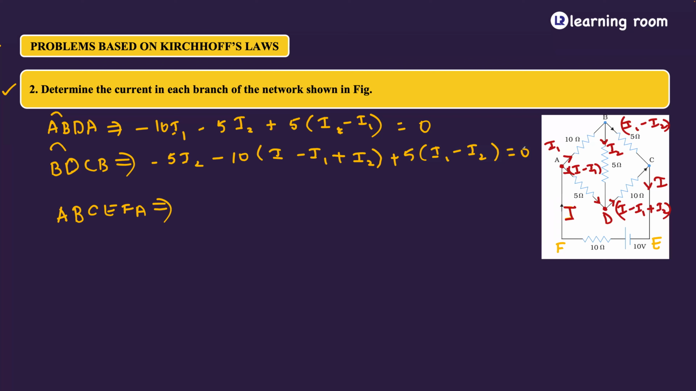Is the point clear? So when you go from A, B, C, E, F, A, A to B is going to be minus 10 I1. B to C is going to be minus 5 into I1 minus I2. C to E, you're crossing this potential source from lower to higher, so it is plus 10. And here you are walking in the direction of current, so it is minus 10 I. Everything put together is going to be 0. Is the point clear? So again, 3 unknowns and 3 equations. You need to solve them to find the answer. Clear with this? So that part I'm leaving it to you.